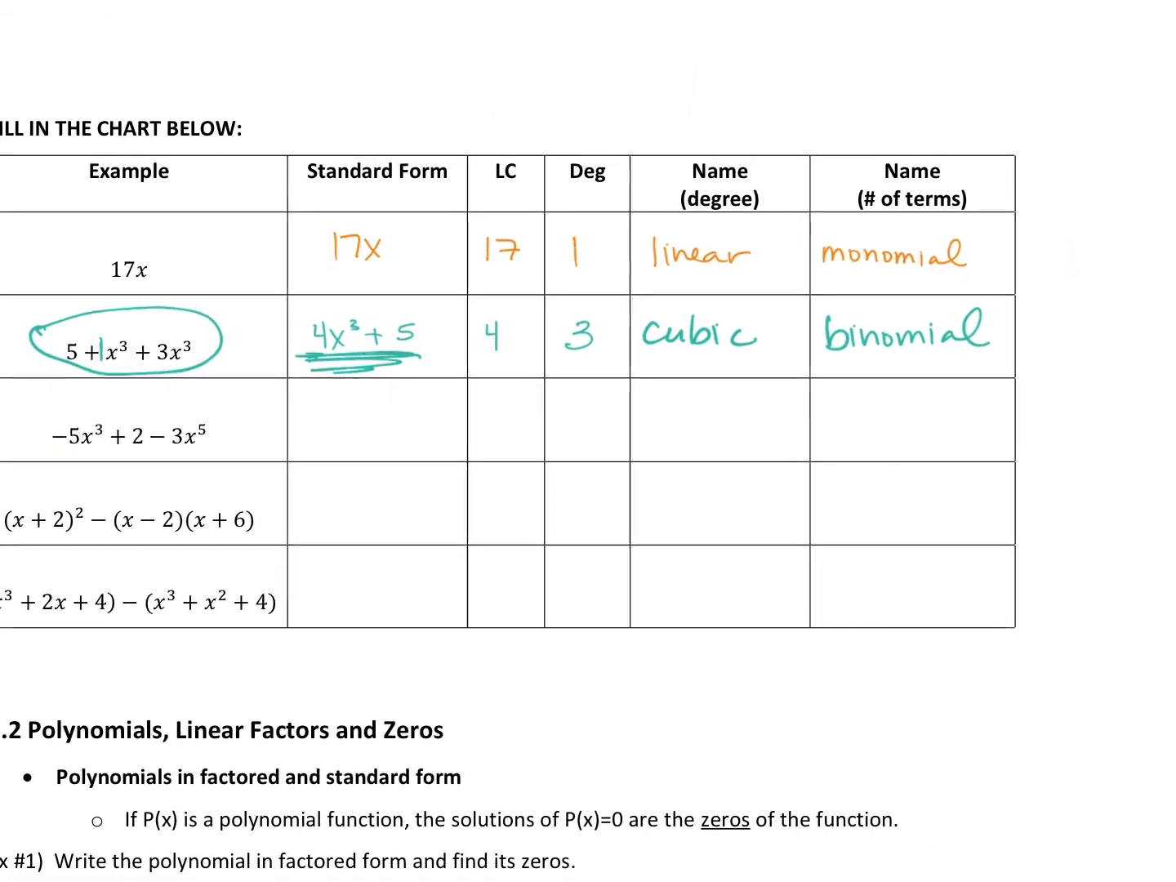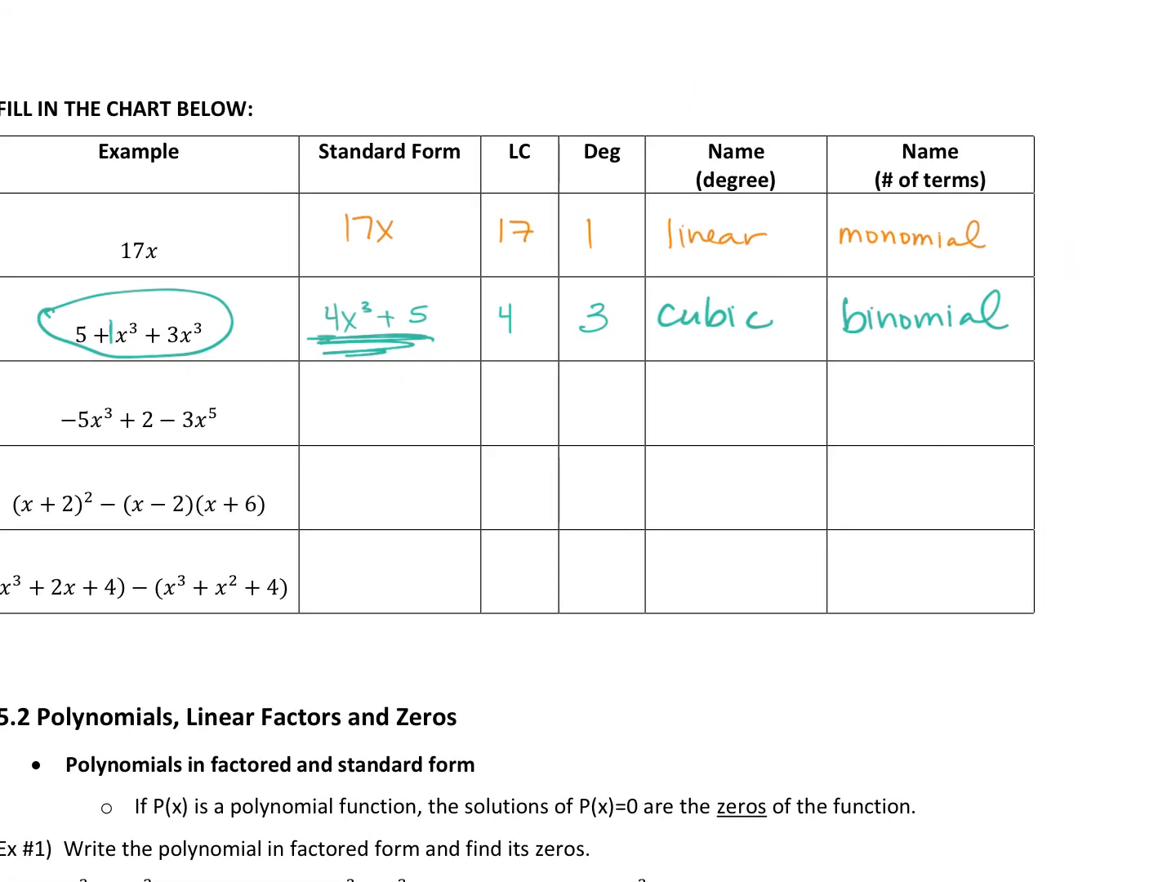All right, third one here. What is your standard form? Negative 3x to the 5th power minus 5x cubed plus 2. Negative 3x to the 5th minus 5x cubed plus 2. So descending order. What's the leading coefficient? That negative 3 out in front.